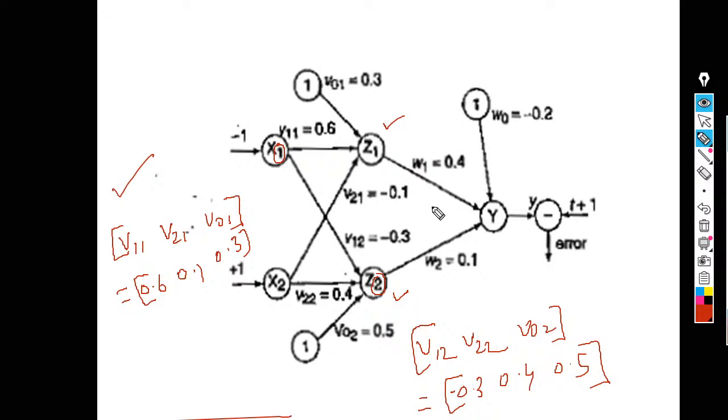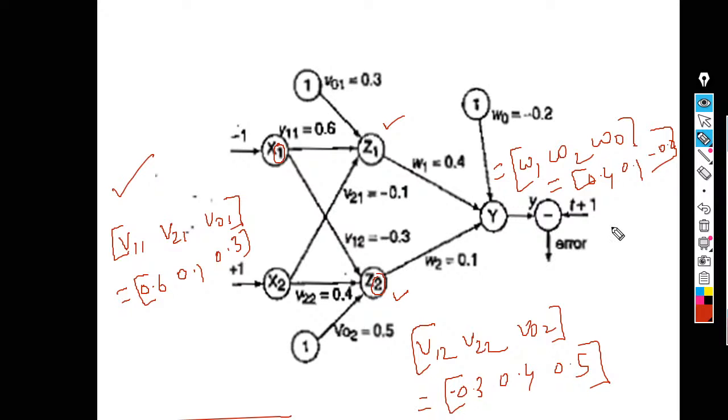Now we will focus on this particular y. What are the different inputs which are coming over here? Let's write. First w1 is coming, then this w2 is coming, and then this w0 is coming. W1 is 0.4, then w2 is 0.1, and then w0 is minus 0.2. So this input is done.